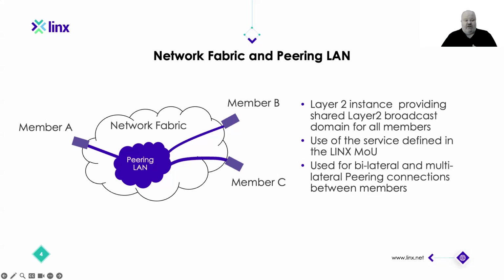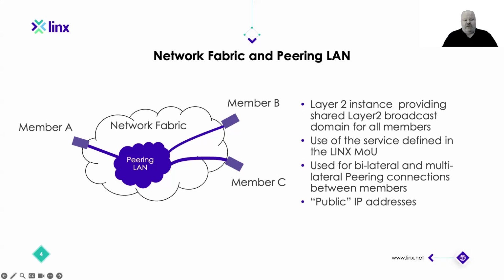And it's normally used for bilateral or multilateral peering connections between members. That's really its purpose. Multilateral, in this case, meaning we provide a route server that you can set up a session to, and it will give you immediate peering with anybody else who is on that route server, or bilateral, meaning you just have a direct BGP session with any other member.